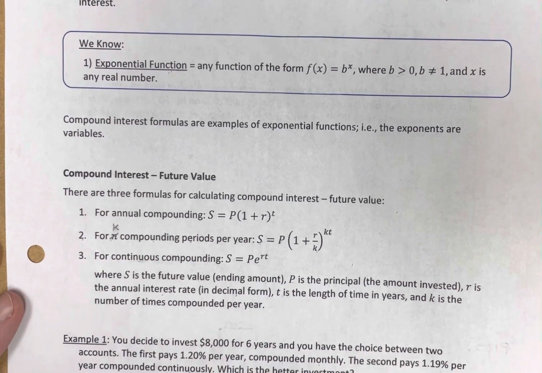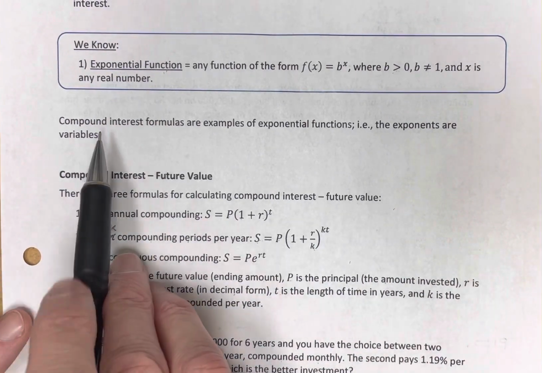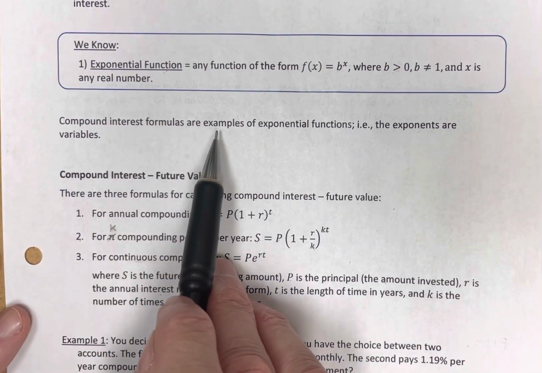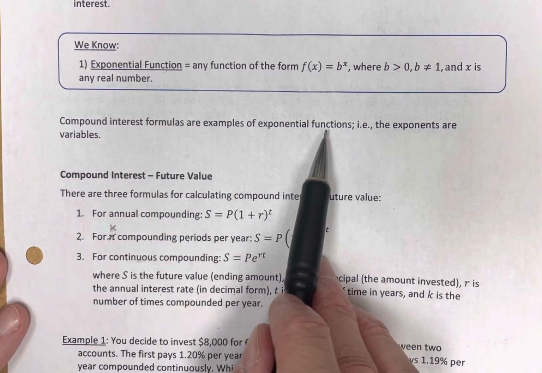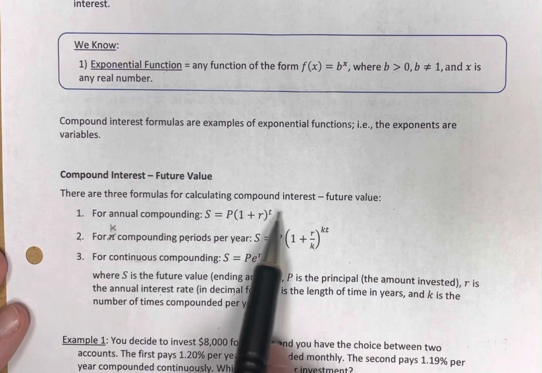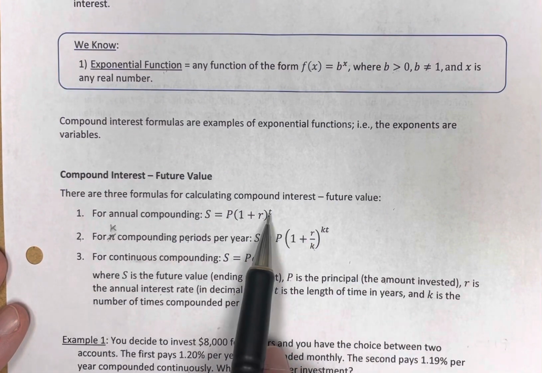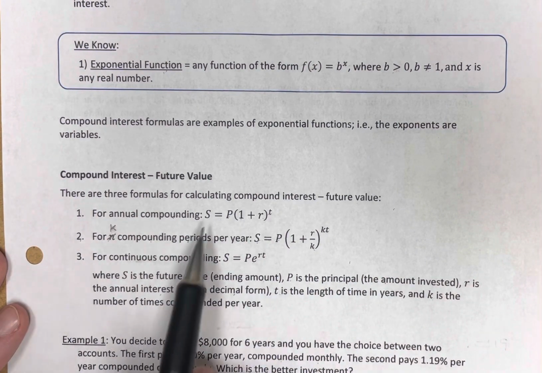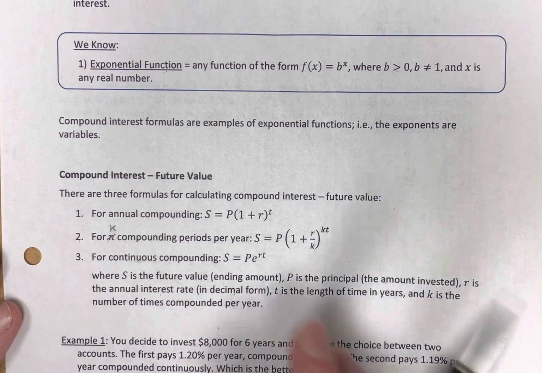Okay, as I just stated, compound interest formulas are examples of exponential functions. The exponents are variables, and you can see with these three formulas here, time is the independent variable, and time is the exponent here, here, and here. This is why these are exponential functions.